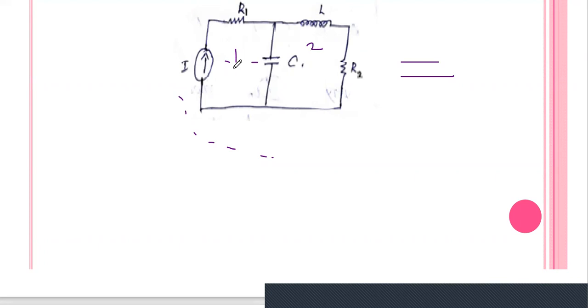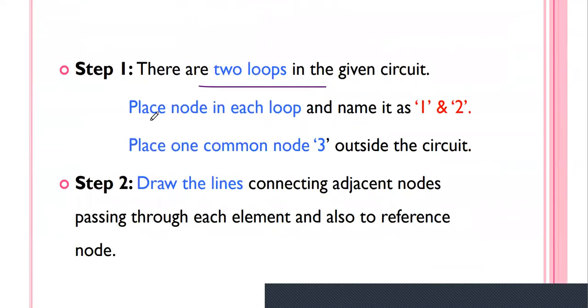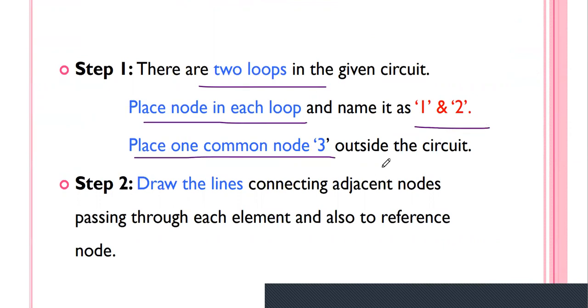Okay, so in the first loop, we have to place one node. In the second loop, we have to place another node. And outside the circuit, we have to place another node. This is the reference node. So place a node in each loop and name them 1 and 2. Similarly, place one common node 3 outside the circuit. Okay, this is the first step.